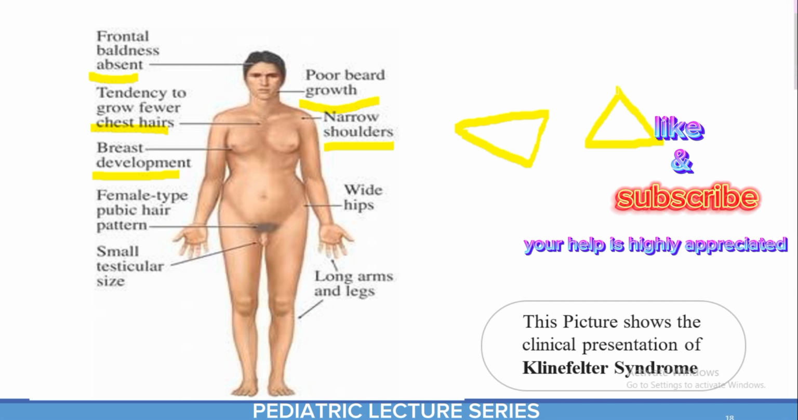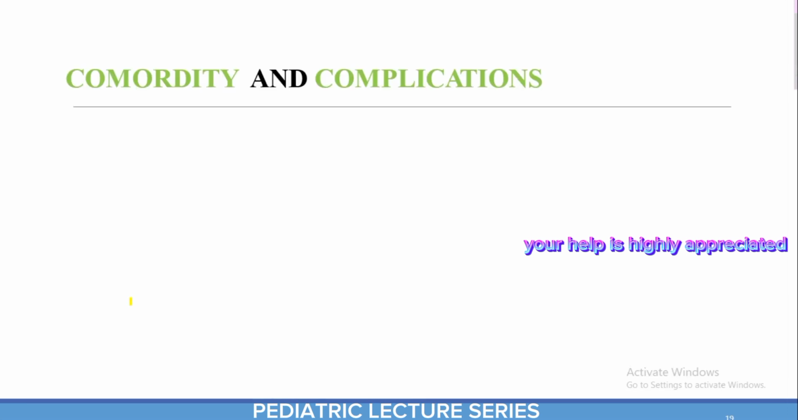So if there is a female-type pubic hair pattern, that is typical for Klinefelter syndrome, and then small testes and long arms and hands. The small testes also contribute to the fact that these men are infertile.